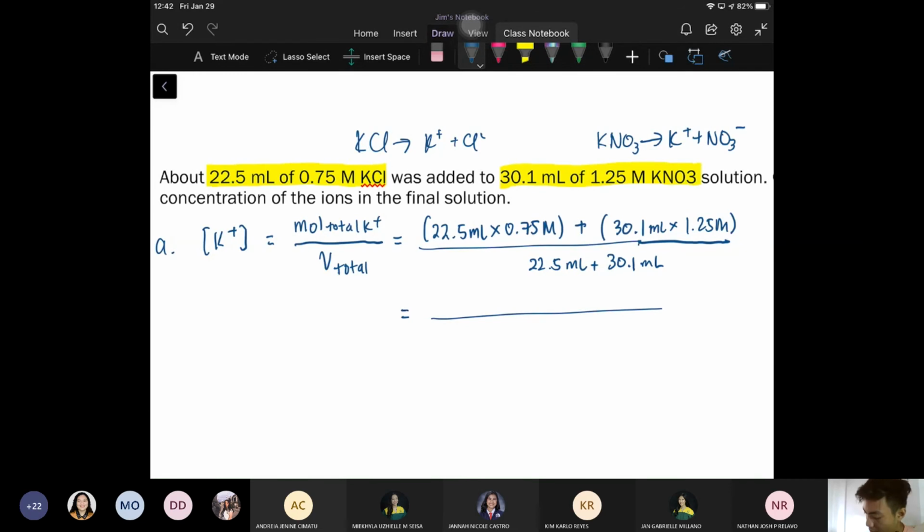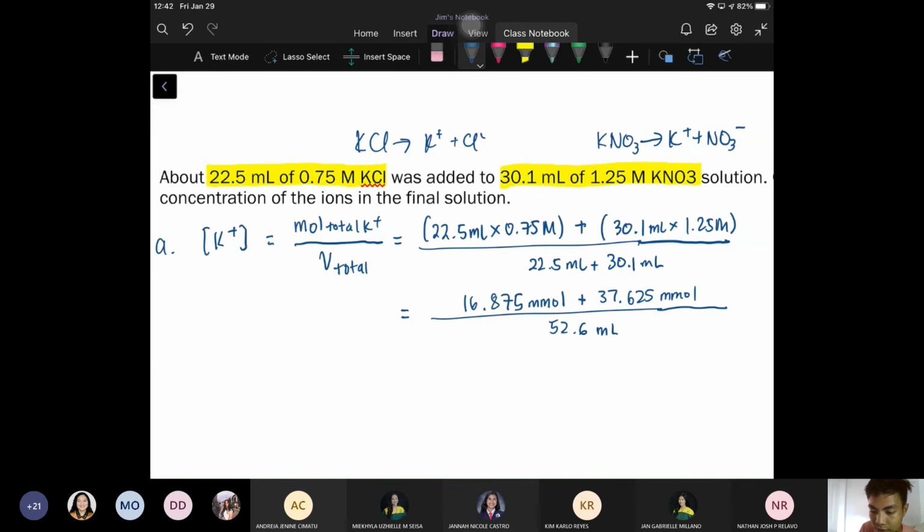So 22.5 times 0.75, that's 16.875 millimoles of K+ from KCl. Okay. Then for KNO3, that's 30.1 times 1.25. That is 37.625 millimoles of K+ from potassium nitrate. Okay. And divide that by the total volume, 52.6.